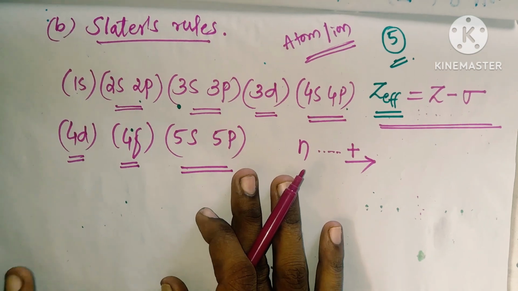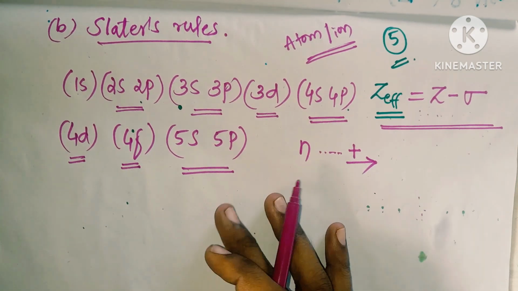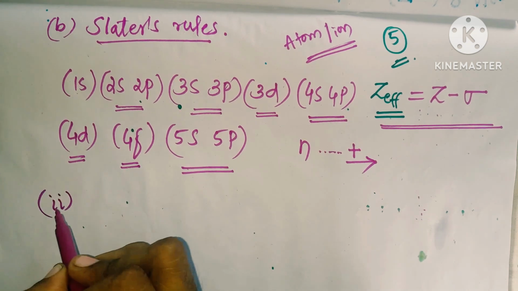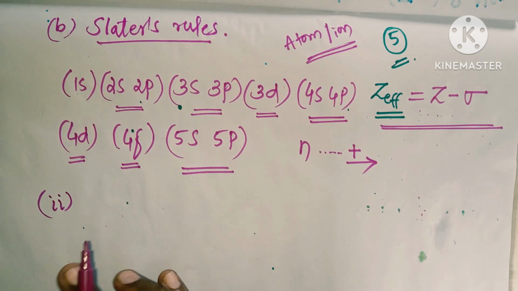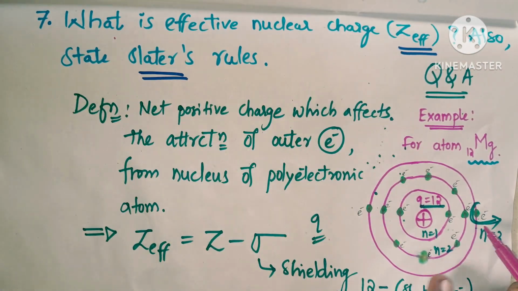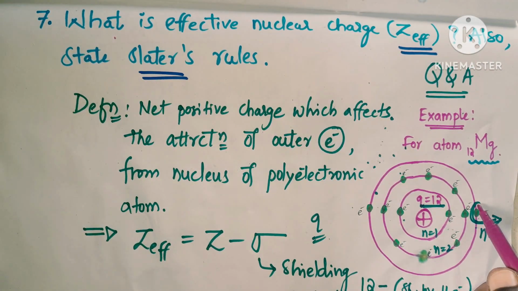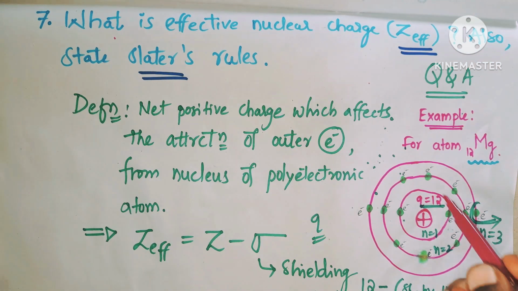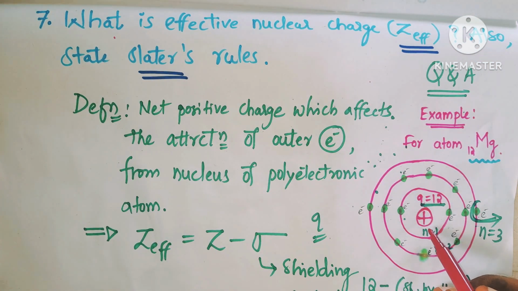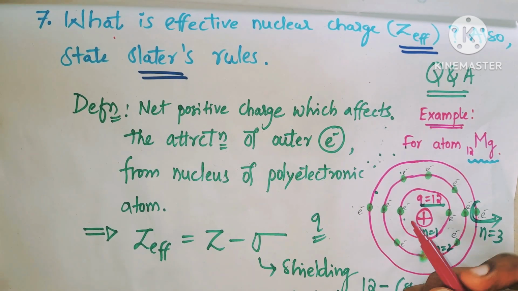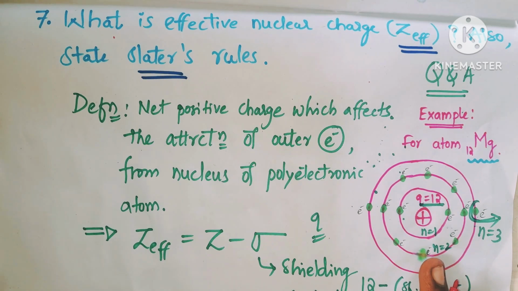After this, the second point is a common sense thing. Let's take the previous example only. If you consider the Z effective on the outermost electron at n is equal to 3, all the electrons lying between it and the nucleus will contribute some kind of shielding effect.